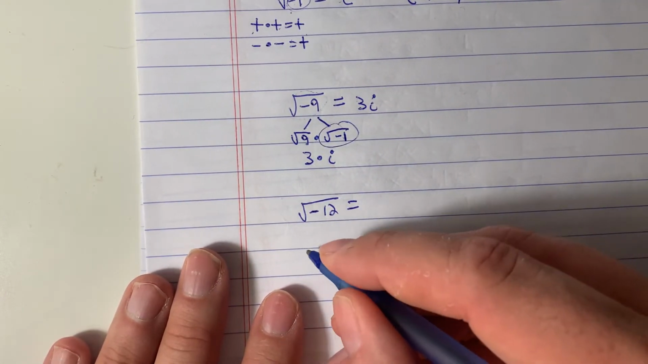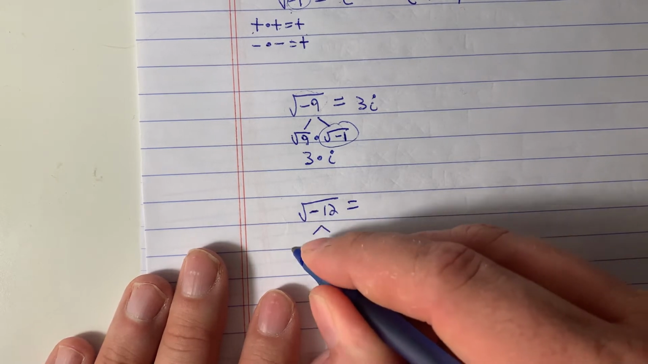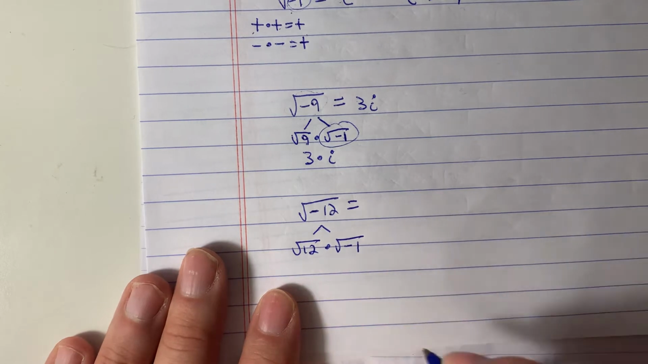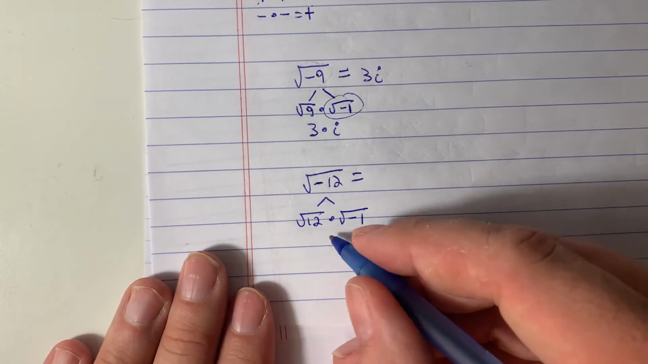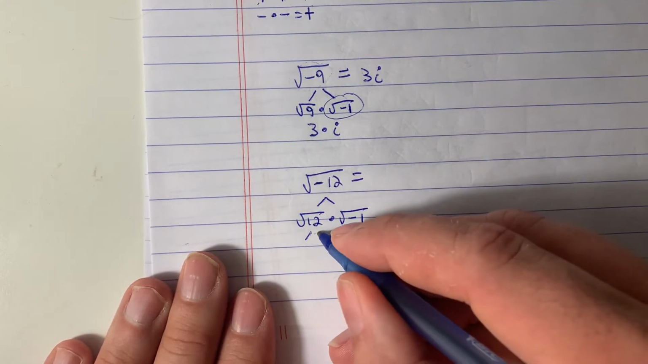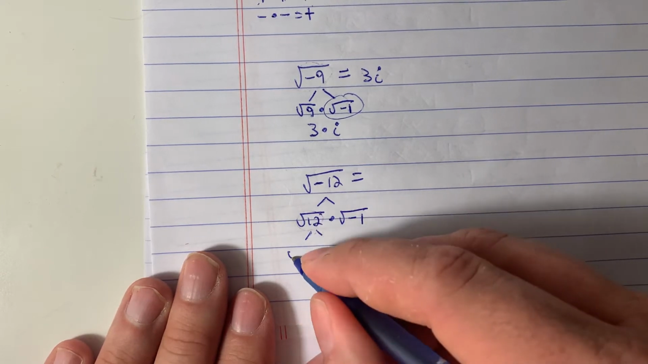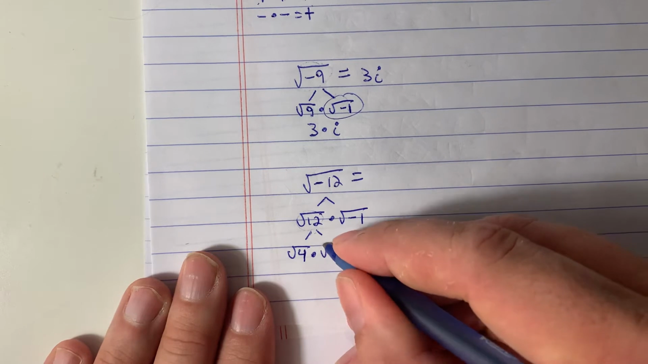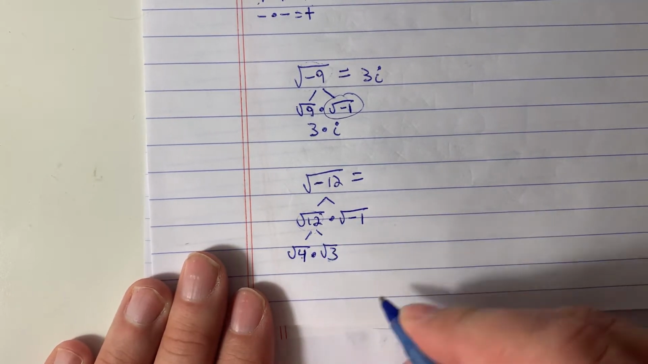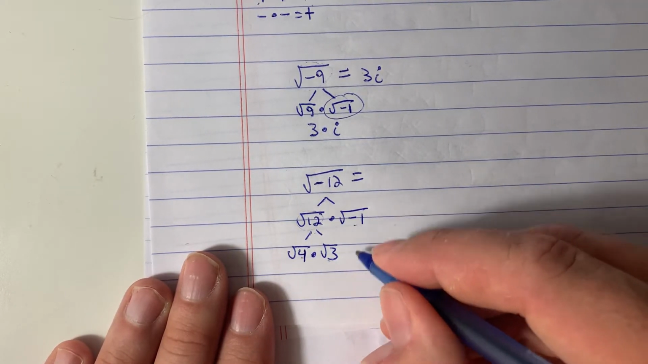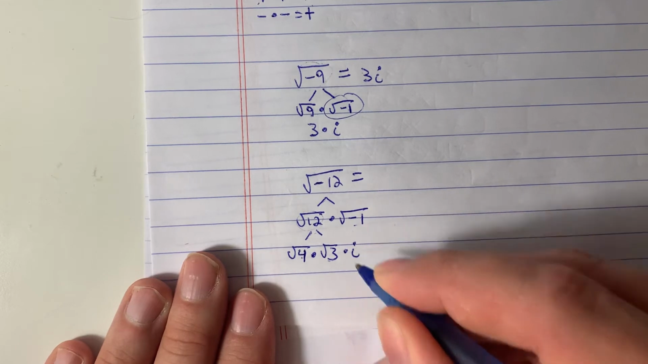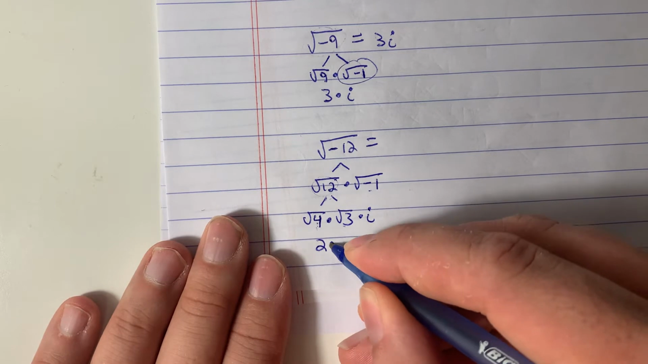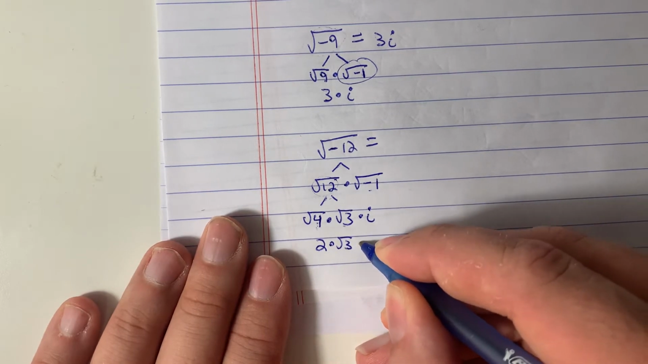We'll do one more example here. This can be broken up into the square root of 12 times the square root of negative 1. And the square root of 12 can actually be simplified even more because we can find a perfect square number that goes into it. The square root of 12 can be broken up into the square root of 4 times the square root of 3, because 4 times 3 is 12. And the square root of negative 1 is i. And the square root of 4 can be simplified here. This is 2 times the square root of 3 times i.